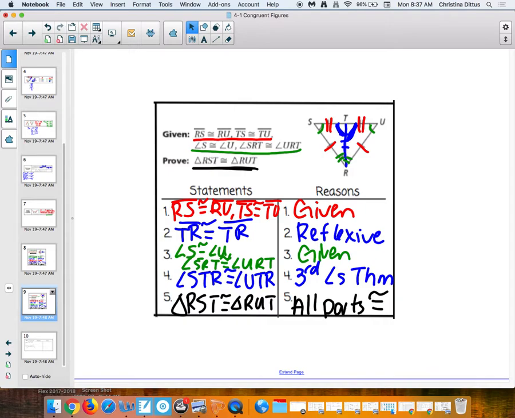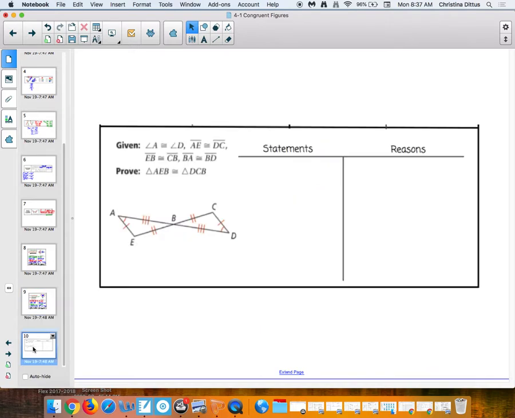We got one more. Let's do sides first. This one's not numbered. AE, CD, and then we got EB, BC, and then we got AB, CD. How many pairs do we have? 3. We got all 3. Write them all down.